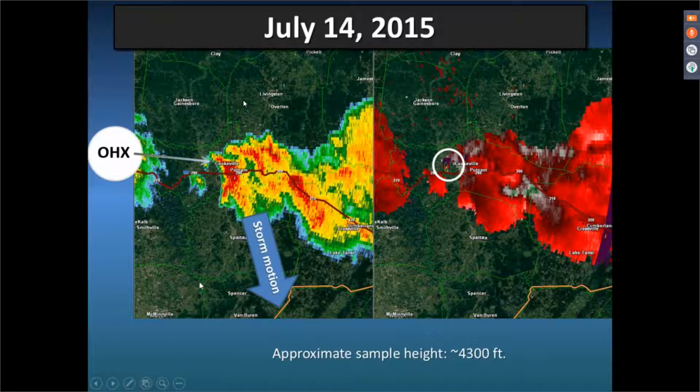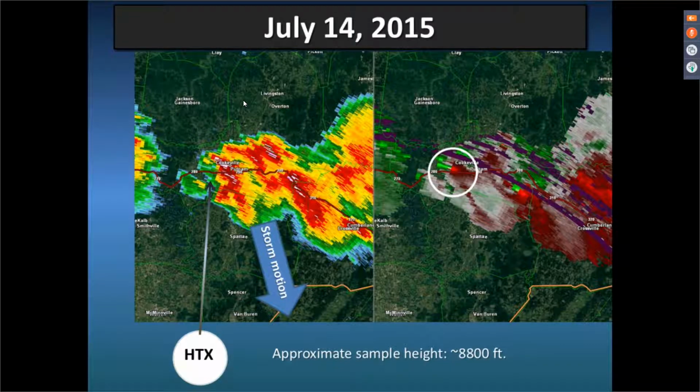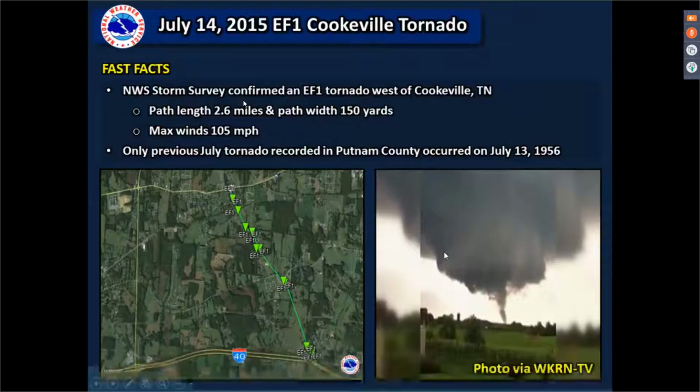But if we take a look at the Huntsville radar, which is due south of Cookeville, and we're looking at that storm moving right towards the radar, we can see that velocity really well. In fact, you can see just southwest of Cookeville in the white circle, there's really strong greens and really strong reds right next to each other. So there is really intense rotation going on with that storm. And in fact, there was a tornado going on at that time. And that's a photo of the tornado there on the right.